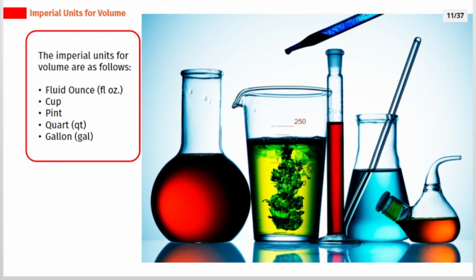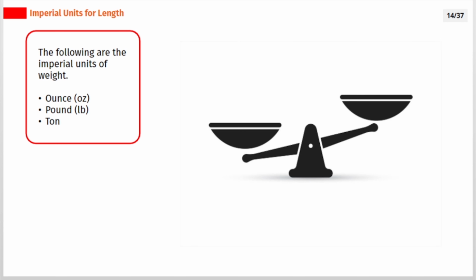The imperial units for volume are as follows: fluid ounce, cup, pint, quart, and gallon. The following are the imperial units of weight: ounce, pound, and ton.